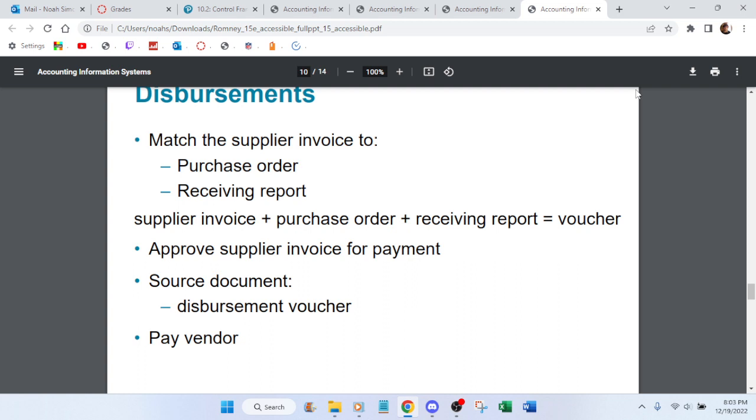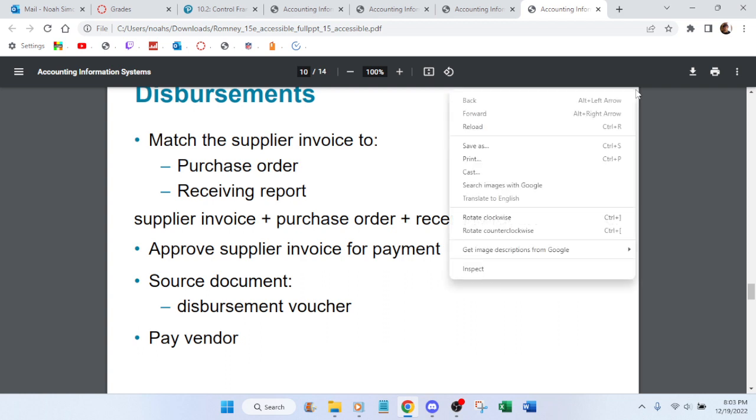Approve supplier invoice for payment. Source document: disbursement voucher. Pay vendor.